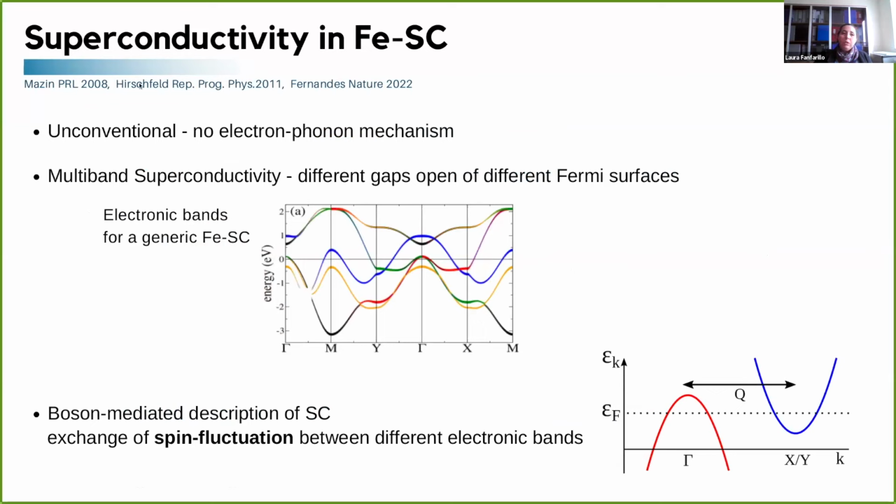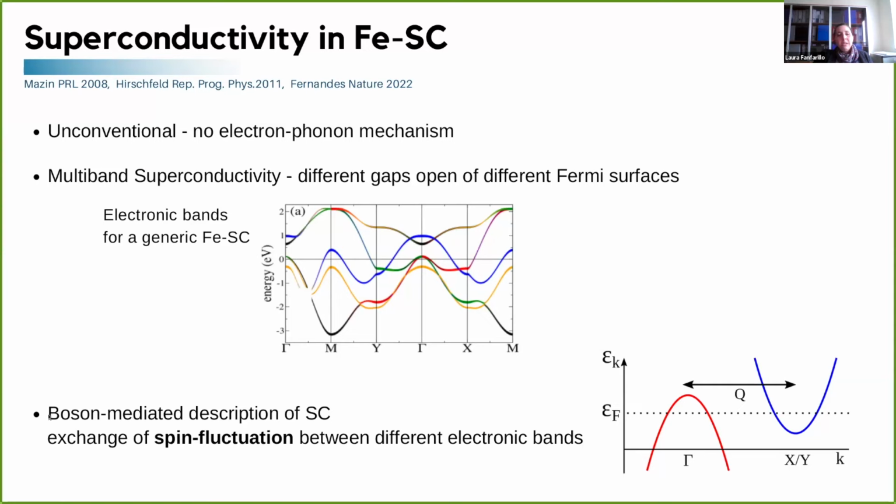So the superconductivity of this system is unconventional, in the sense that you cannot explain it using an electron-phonon mechanism to justify the effective attraction between electrons. You talk about multi-band superconductivity because you have several bands crossing the Fermi surface and different gaps opening on the different Fermi surfaces and different orbitals that contribute to the formation of these bands.